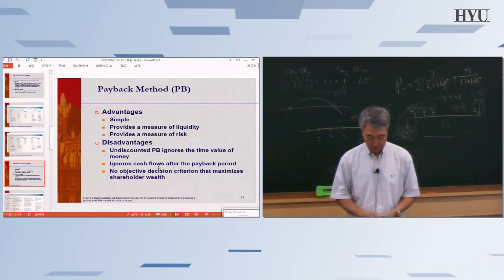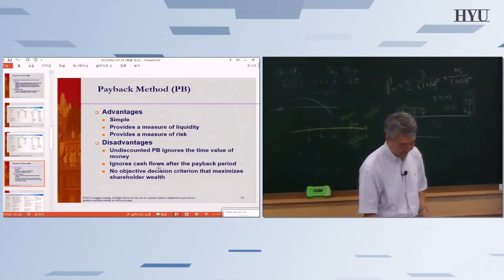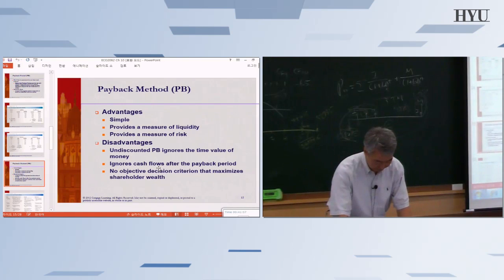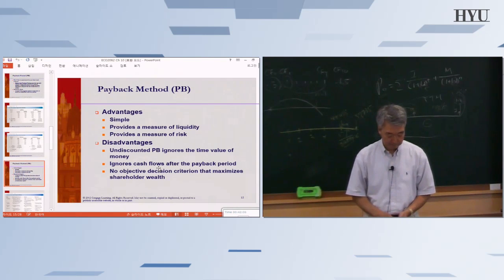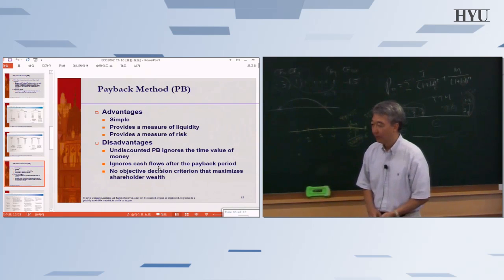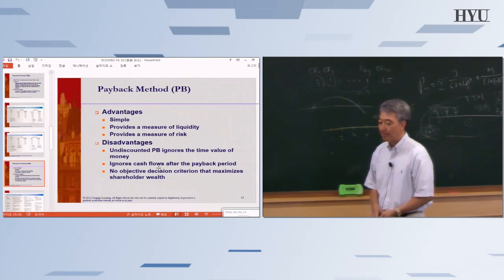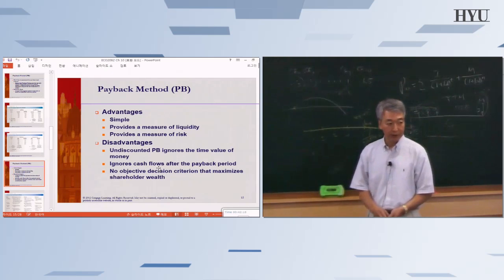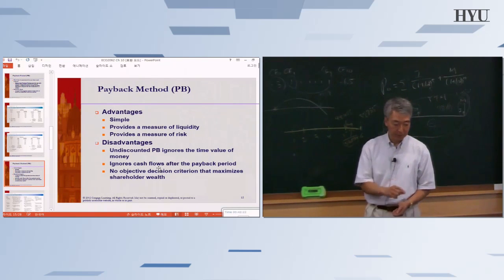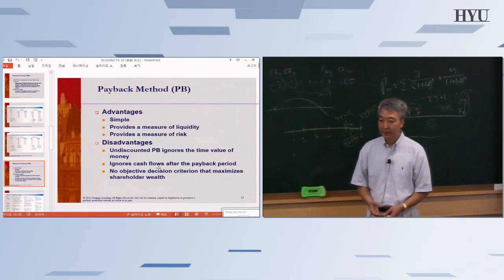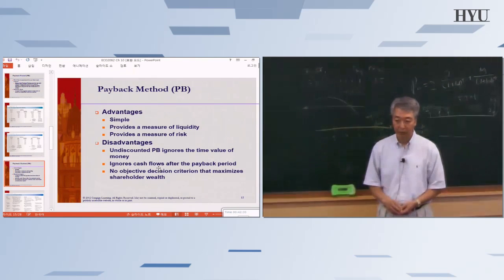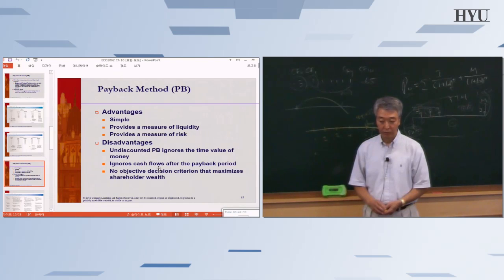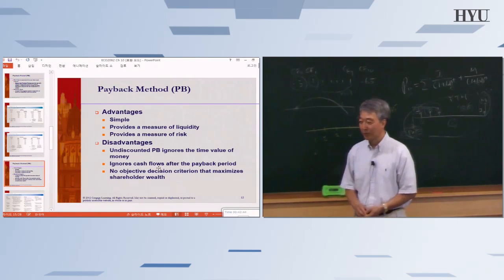It provides a measure of risk. Why is it a measure of risk? Maybe because the longer it takes to pay back, the more risk you have. That was actually the topic of chapter 8 last semester, or chapter 8 in this book. They talk about risk, and there's a time horizon. The longer the project or the longer the investment, the risk increases because you never know what's going to happen tomorrow. You never know what's going to happen a year later.